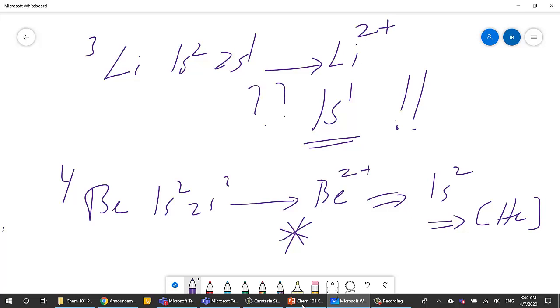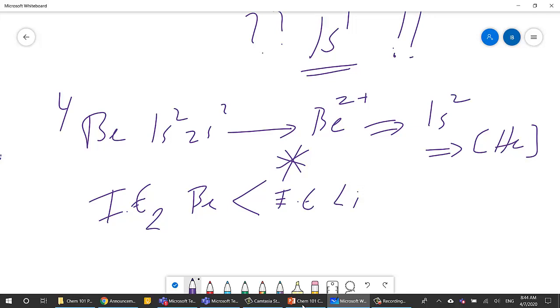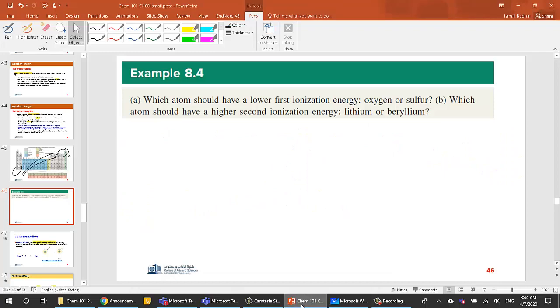And therefore we're expecting the second ionization energy, the one that takes 2 electrons out, for beryllium to be lower than the second ionization energy for lithium, just because of this fact. So it's all common sense. It's all about the electronic configuration. You need to solve these problems by writing the electronic configuration and thinking about the future of these ions when you form them, and which one is more stable or less stable. So you need to practice problems on this, inshallah.